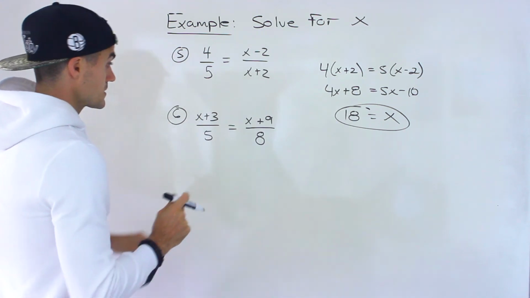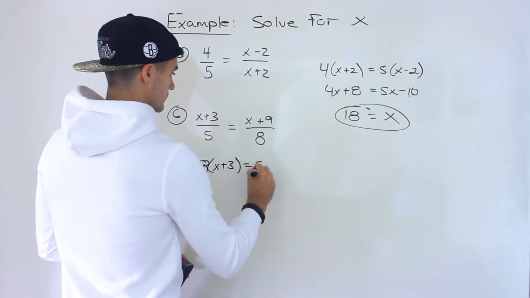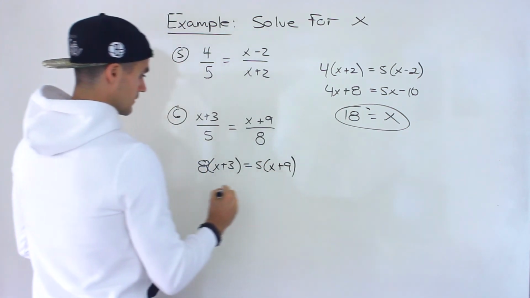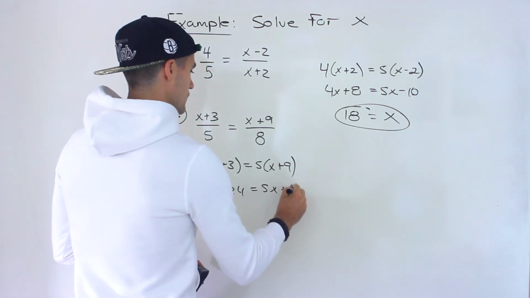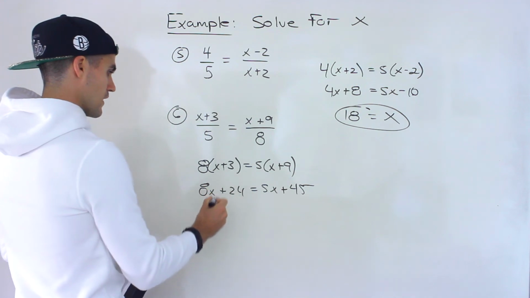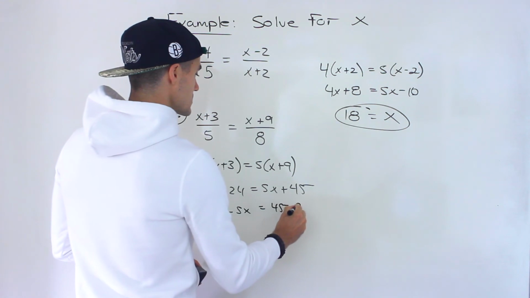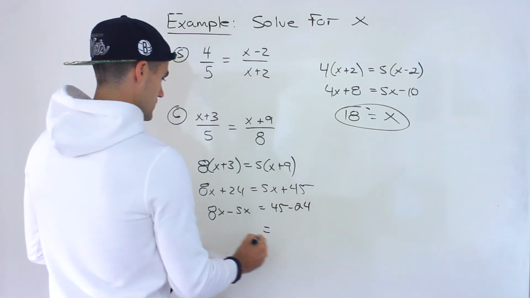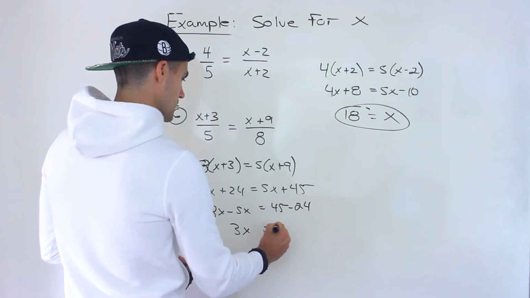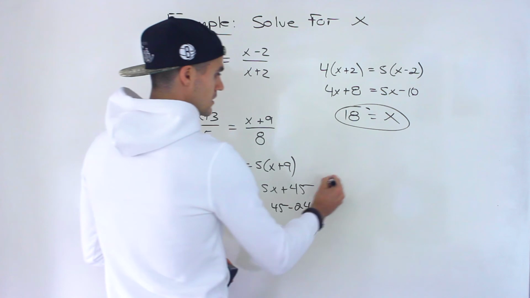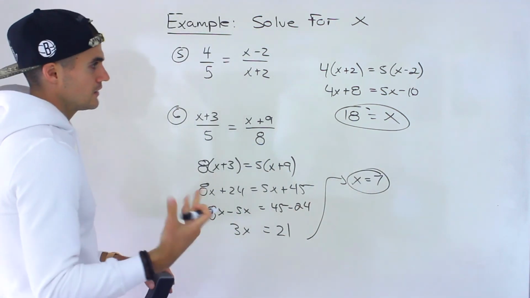And then number 6, cross multiply again. Like that, so we'd have 8x plus 24 equals 5x plus 45. And then I'm going to bring the 5x over, so we'd have 8x minus 5x, then we'd have 45 minus 24, like that. So we'd end up with 3x. Over here we'd end up with 21. Divide both sides by 3. X would be 7. And again, you could check your answers.